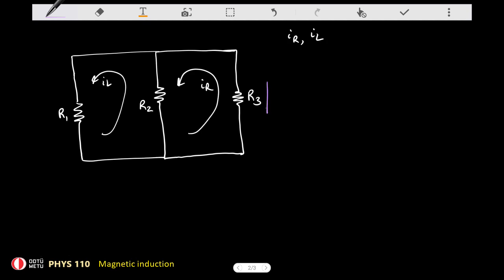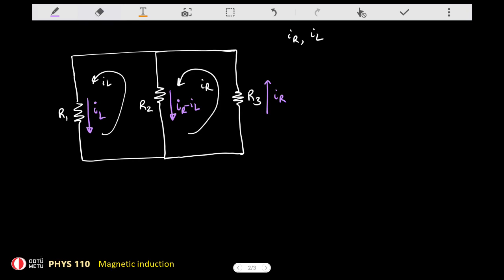As a result, on R3, the current is IR in the upward direction. On R2, the current is, let's say, in the downward direction. It is IR minus IL. It's just a superposition of these two values. And on R1, the current is IL in the downward direction. So in terms of two unknowns, I can express the currents in all branches.